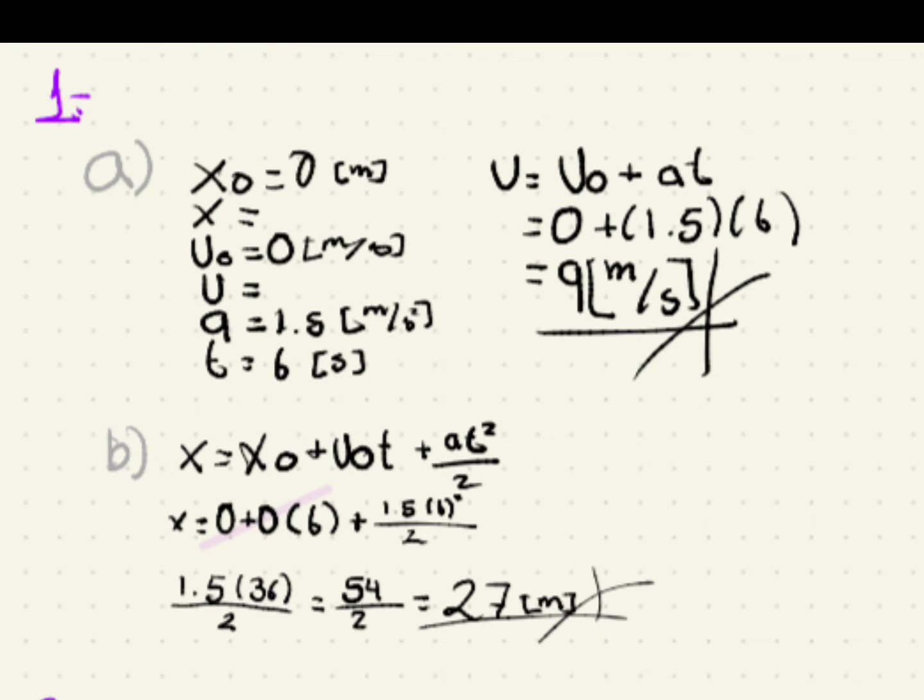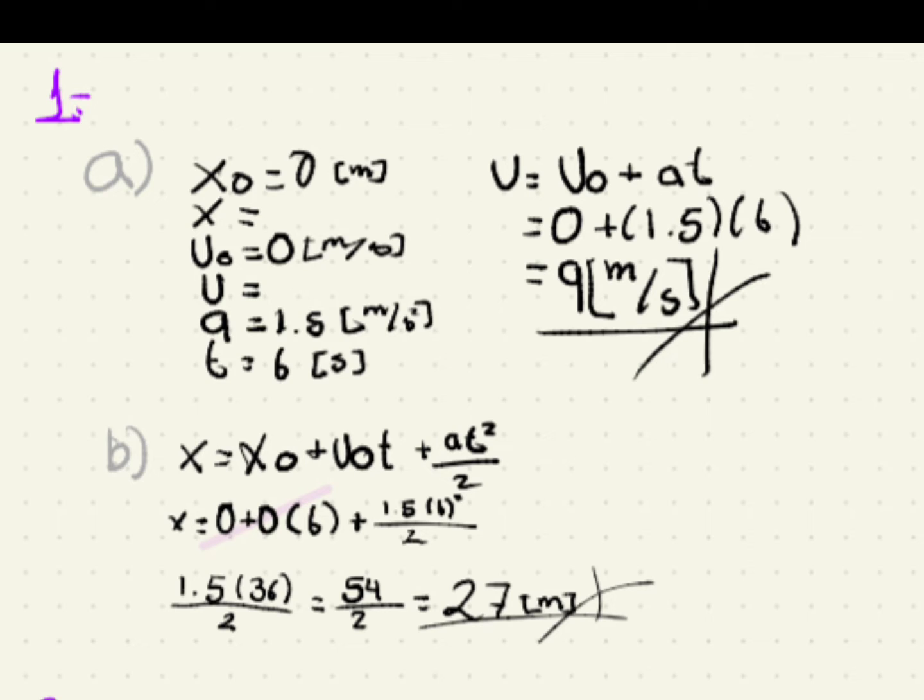For the first exercise, we have to find V, the final velocity of the detective on the roof. V equals the initial velocity plus acceleration times time. We substitute the initial velocity equals 0, then 1.5, which is the acceleration that the problem gives us, multiplied by the time, which is 6 seconds. Finally, our result is 9 meters per second.